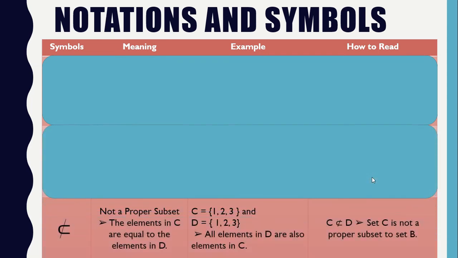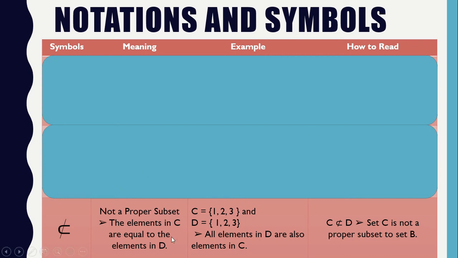Next symbol natin. Ayan. Kung meron tayong proper subset, meron tayong not a proper subset. Okay, so ito siya. C na merong slash ulit. Ayan. So, not a proper subset, the elements in C are equal to the elements in D. Ayan. So, dapat parehas sila. So, lahat ng makikita mo kay C or set C ay makikita mo rin kay set D.